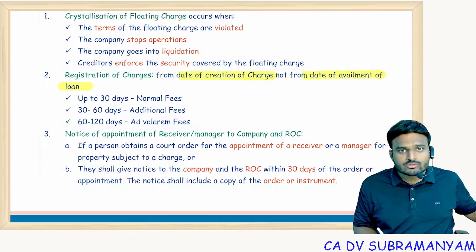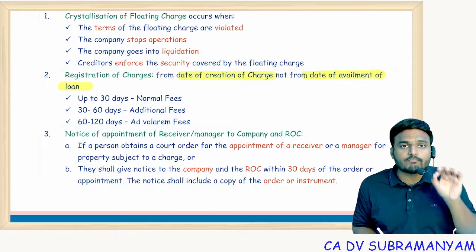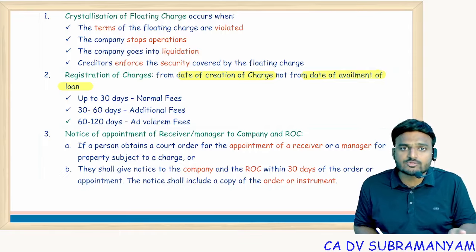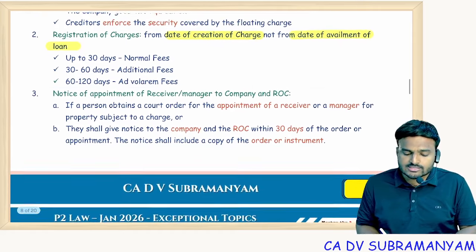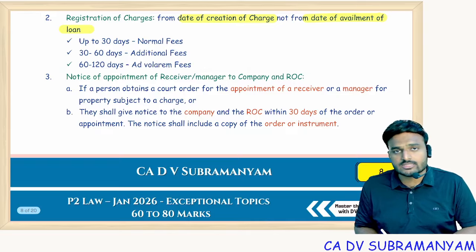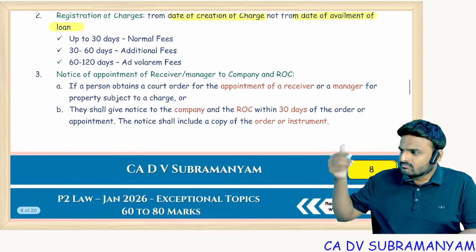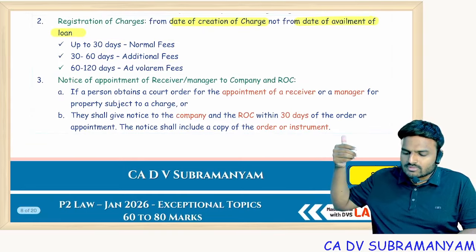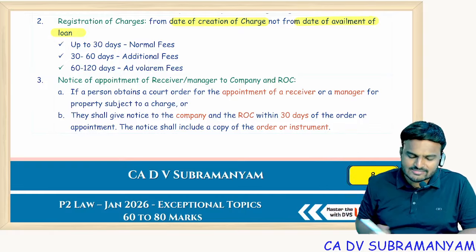If you fail to register the charge, the charge holder can register the charge. The acquirer, the purchasing company acquiring charged property, should register the charge with ROC. So remember these limits: 30 normal fees, 60 additional fees, 120 ad valorem fees. And this is a most expected point. I don't know why this point was not tested so far. Expected point, this attempt you can expect.